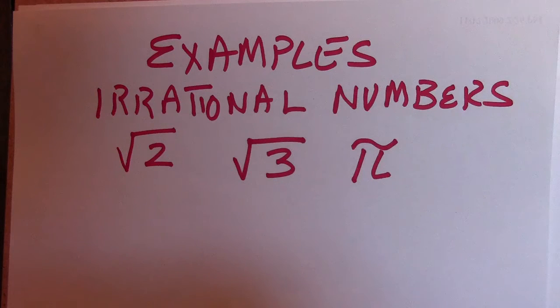So the number line is a fascinating line, very crowded, infinitely crowded. And then outside the scheme of the number line, we have imaginary numbers.